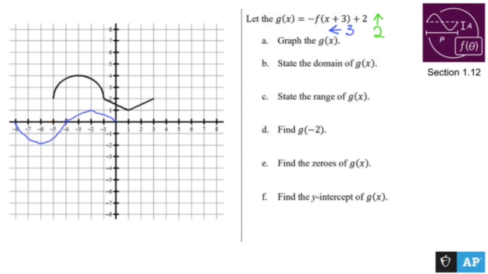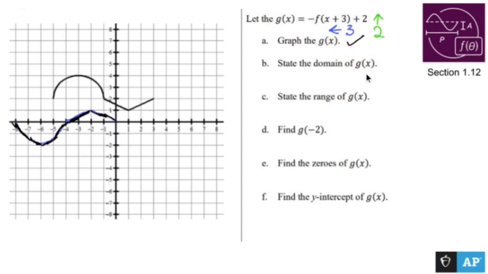Now let me outline it a little bit. Outline it again, make it look prettier. This is supposed to be like a nice little concave up-looking thing. And then it's a straight, sharp line here and a straight, sharp line there. Great. Graph the g of x, done.